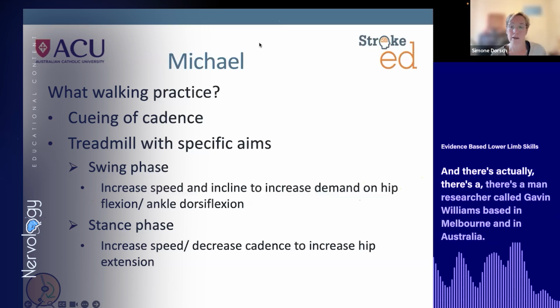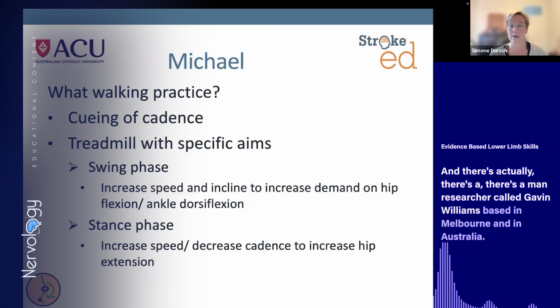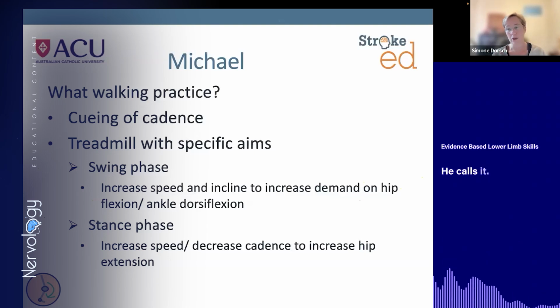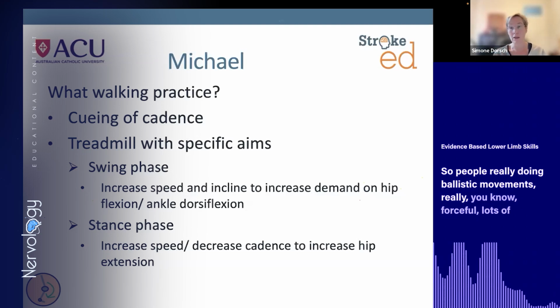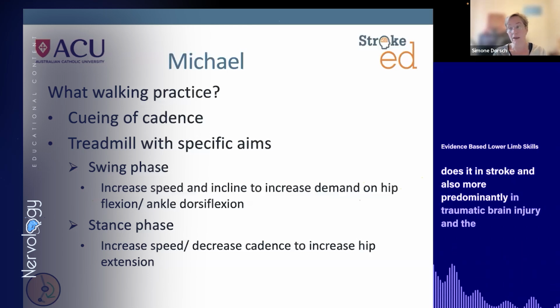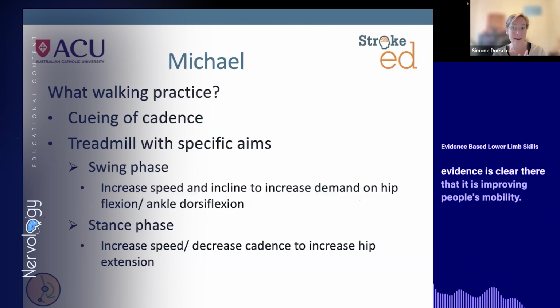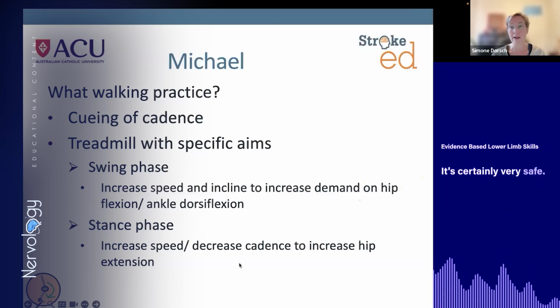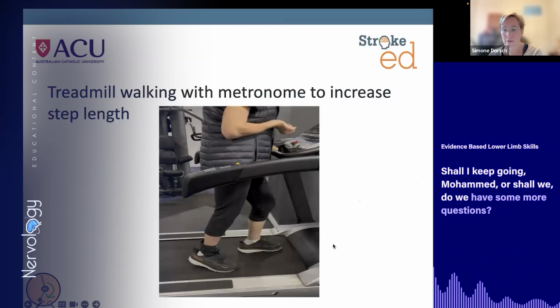And there's a researcher called Gavin Williams, based in Melbourne in Australia. He does research into what he calls ballistic strength training. So people really doing ballistic movements, really forceful, lots of jumping, plyometric kind of movements, leaping and bounding and hopping. He does it in stroke, but more predominantly in traumatic brain injury. The evidence is clear that it is improving people's mobility. So it's really very fast, forceful contractions, and it's improving their mobility. It's very safe. Shall I keep going, Mohamed, or do we have some more questions?